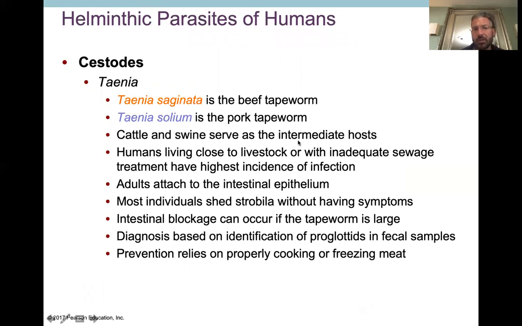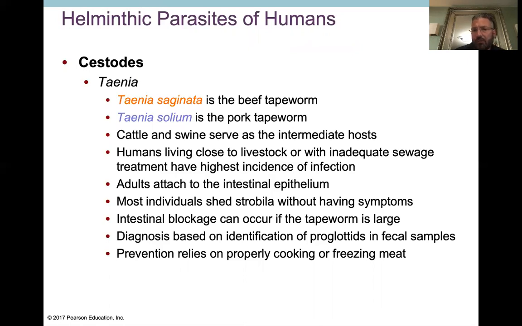All right. So saginata is the beef tapeworm. Solium is the pork tapeworm. Cattle and swine serve as intermediate hosts. Humans living close to livestock or with inadequate sewage treatment have the highest incidence of infection. Adults attach to your intestinal epithelium. Most individuals shed the proglottids or strobila, that segment, without having symptoms.